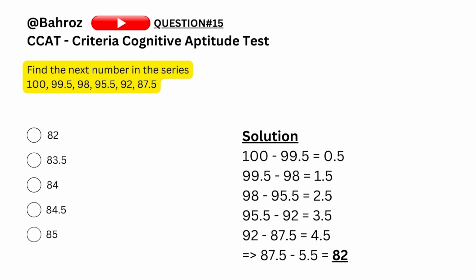Question number 15. Find the next number in the series. 100, 99.5, 98, 95.5, 92, 87.5. Here you do the minus and see the trend. 0.5, 1.5, 2.5, 3.5. So the difference is increasing by 1, which means between the last two figures, 92 and 87.5, the difference is 4.5. For the next one, it will increase by 1, which is 5.5. So 87.5 minus 5.5 is 82. So 82 will be our answer.